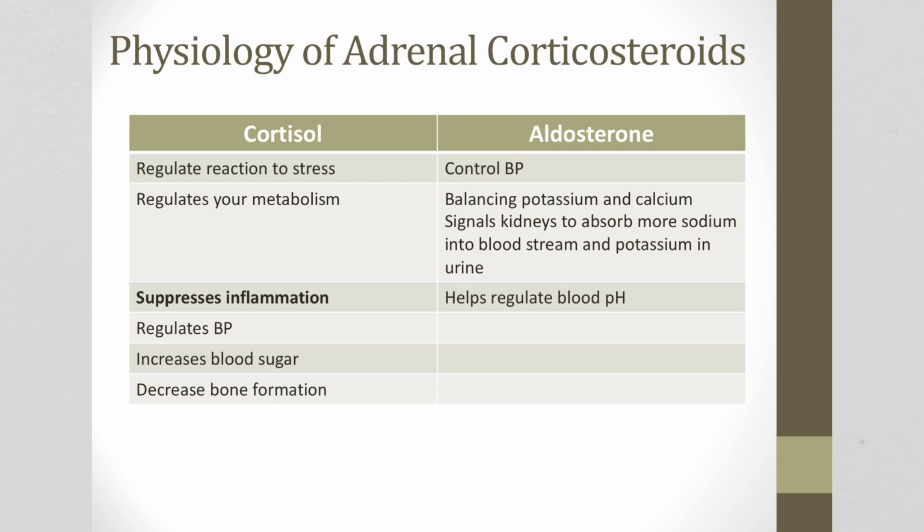One of the things that free-floating cortisol does is it also suppresses inflammation. So we have this natural anti-inflammatory mediator just sitting there in the bloodstream, right? Regulating inflammation. It also is responsible for regulating blood pressure and increasing blood sugar when blood sugar drops. And when triggered in excess, it can decrease bone formation.